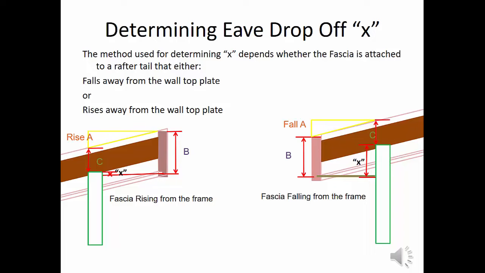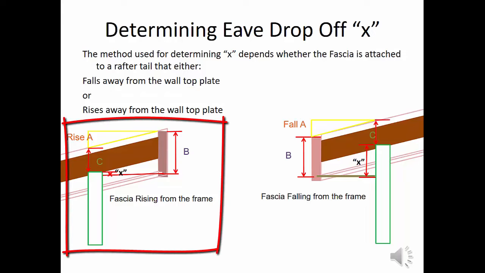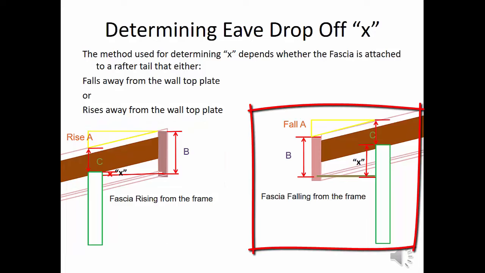When determining eave drop-off, which we'll call X, the method used depends whether the fascia is attached to a rafter tail that either falls away from the wall plate or rises away from the wall plate. The diagram on the left indicates where a fascia rises away from the frame, and the diagram on the right indicates where the fascia falls away from the frame.